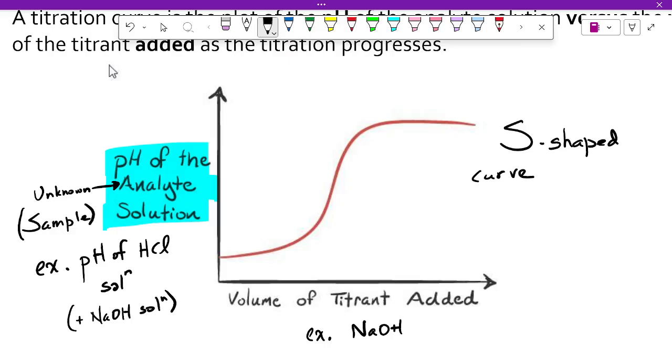Do you guys know what kind of shape we call that? We call it a sigmoidal curve. It's not next to the power anything curve as far as I know. Okay? Why is it called a sigmoidal curve? Because the Greek letter for S is sigma.